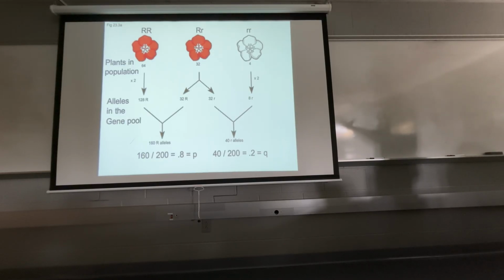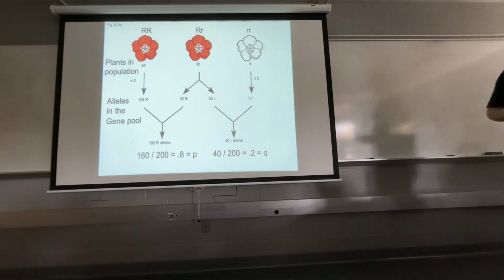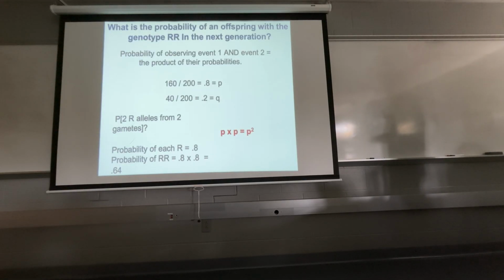We're treating this not as a Punnett square, but as a population now. Does that make sense? And we're pulling out alleles. So because I do P times P, homozygous dominant would be P squared, wouldn't it? 0.8 squared is 0.64.